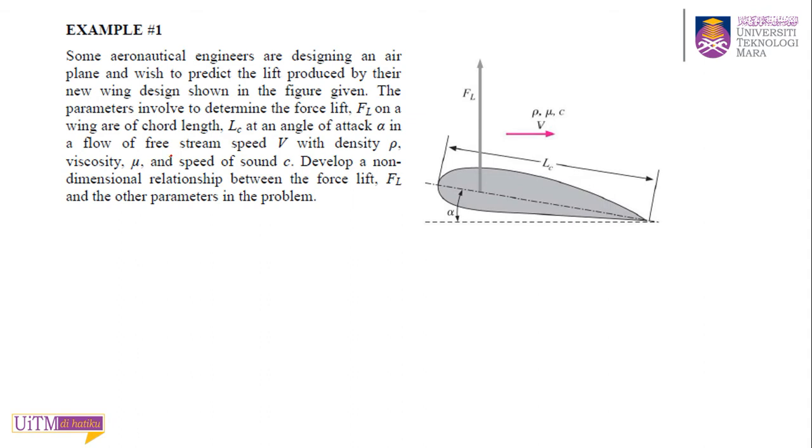The parameters involved to determine the force lift FL on a wing are first the chord length, and an angle of attack alpha in a flow of free stream speed V with density rho, viscosity mu, and speed of sound c. Develop a non-dimensional relationship between the force lift FL and the other parameters in the problem.